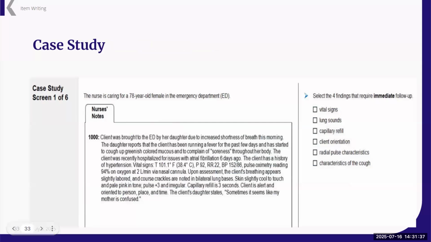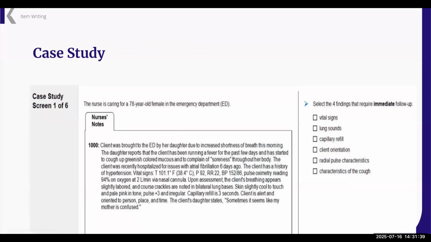Thank you, Dawn. Now let's shift our focus to one of the most impactful components of the modern NCLEX style assessment, which is the case study. Case studies are at the heart of the Next Gen NCLEX and are essential for capturing that depth and complexity of clinical judgment.